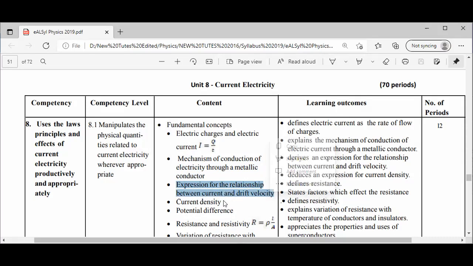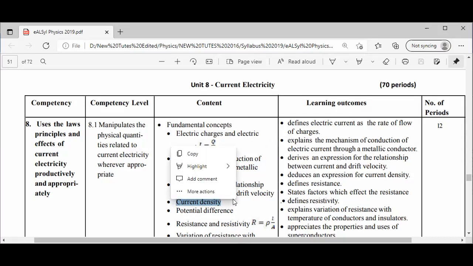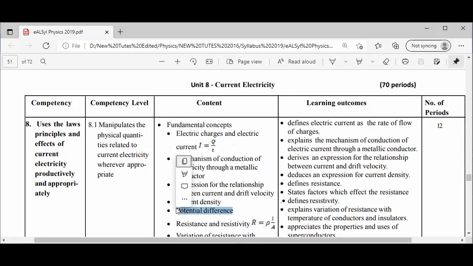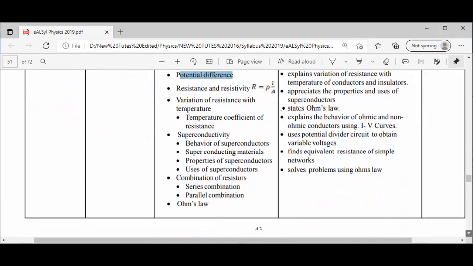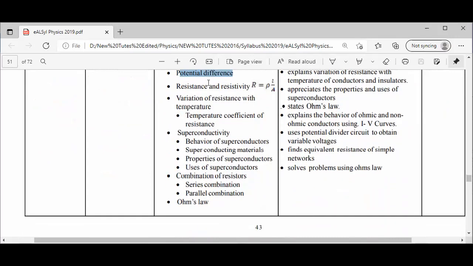We found it. Current density, I think we have not discussed it. Right. I should explain what the current density is. Potential difference. We have explained potential difference under Ohm's law. Then the resistance and resistivity equation, R equals rho L over A. We have already discussed it.